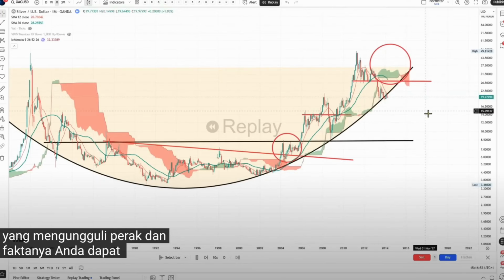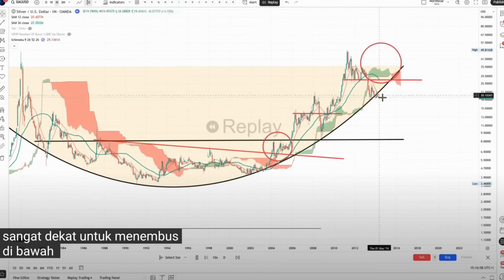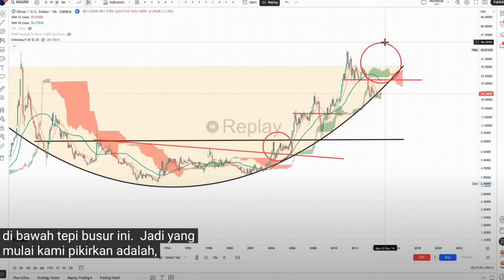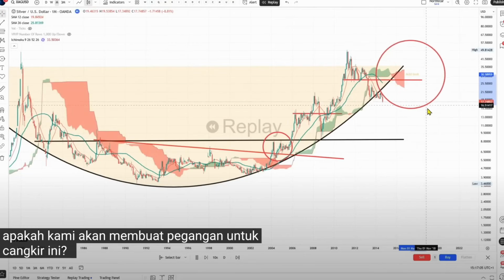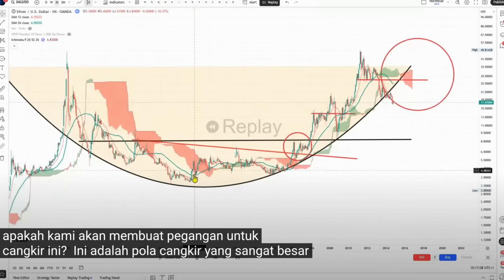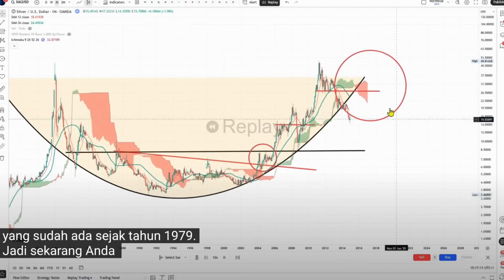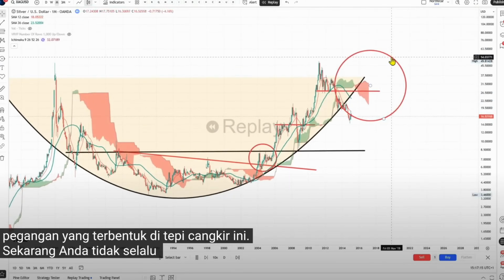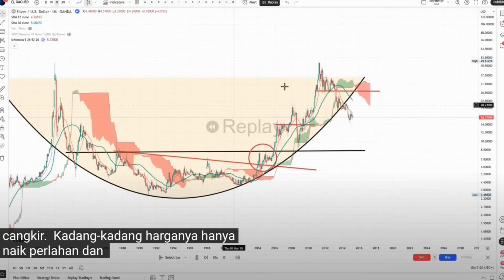And in fact, you can see now that the price is very close to breaking down below the edge of this arc. So then what we start to think is in terms of, are we going to build a handle to this cup? This is a very large cup pattern that extends all the way back to 1979. So now you're thinking in terms of a handle forming on the edge of this cup. Now, you don't always get handles on cups.